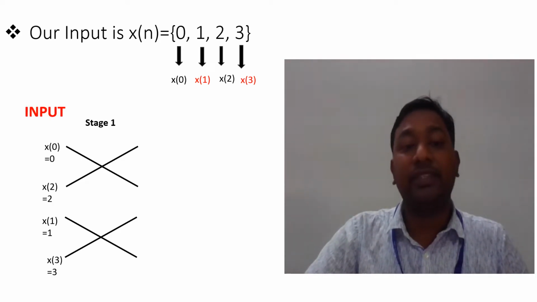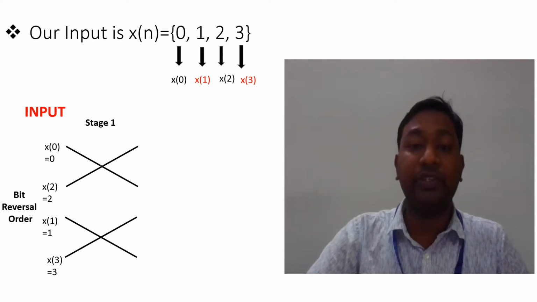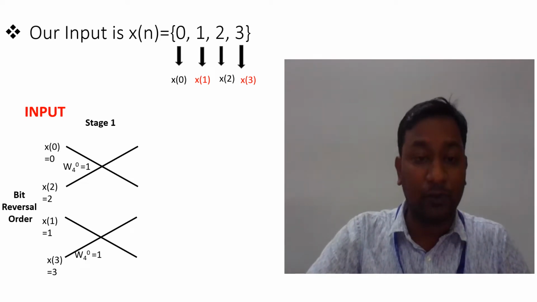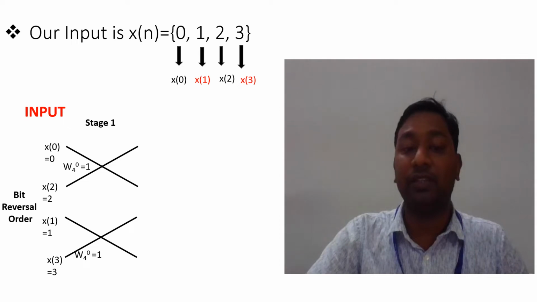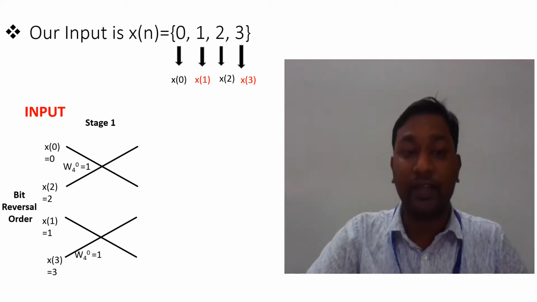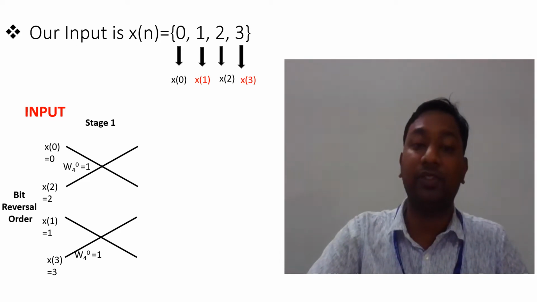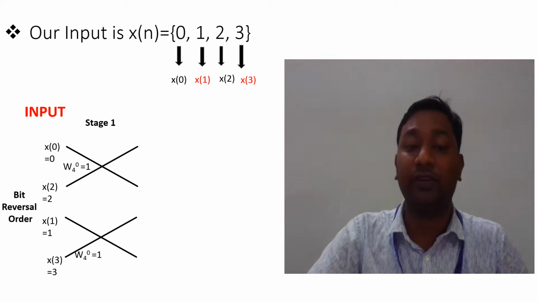Now we will consider the input. Here the input is in bit reversal order: x of 0, next x of 2, x of 1 and x of 3. You can consider that x of 0 and x of 2 are both even, and x of 1 and x of 3 are both odd. The twiddle factor associated with stage 1 in both butterflies is omega 4 to the power 0 equal to 1, so the values are the same.